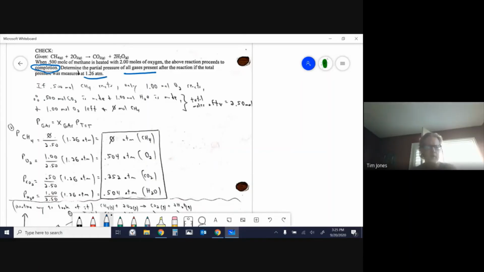Now, my first version here, which is right here, I just use logic. And that's fine, but I don't think it's the best way to do it. I actually think the best way to solve this and keep track of what's happening is by using an ice chart.